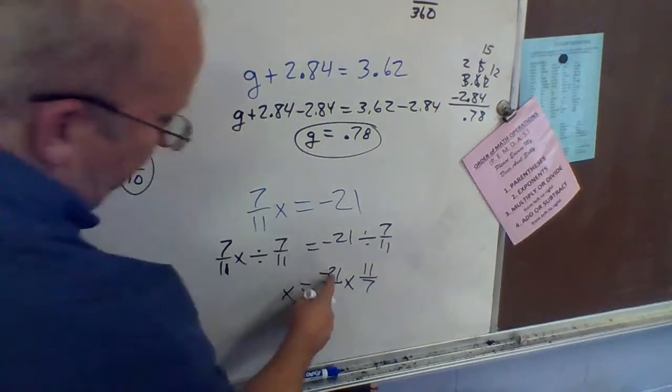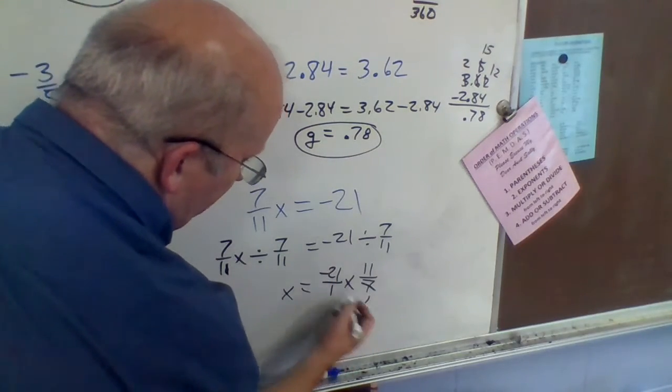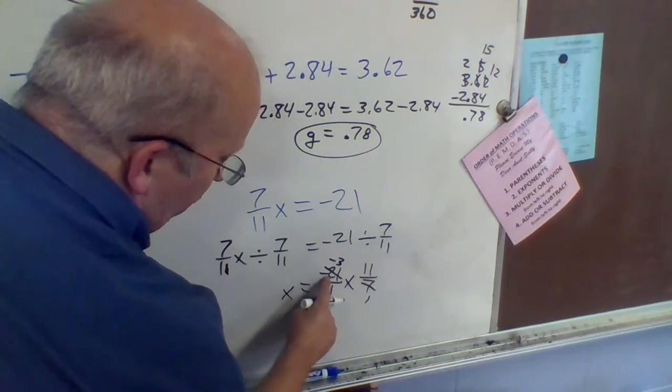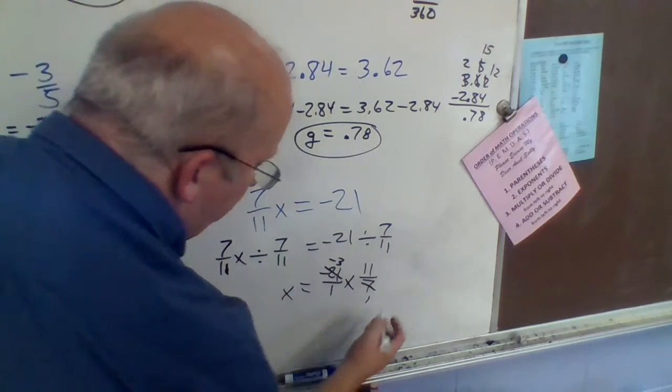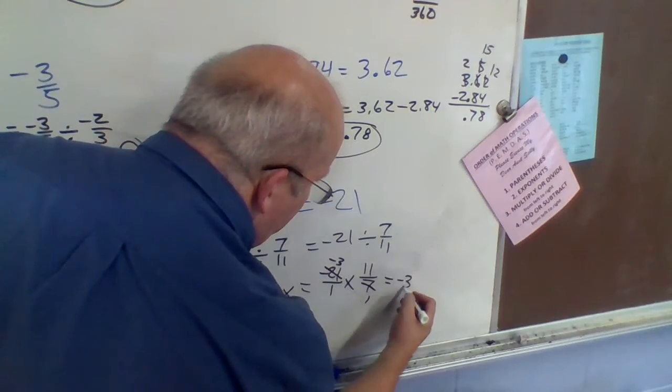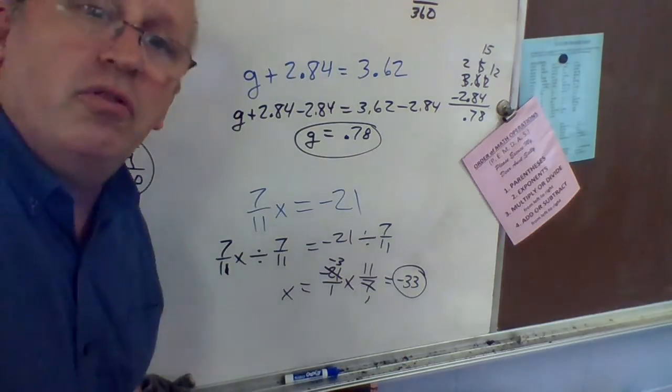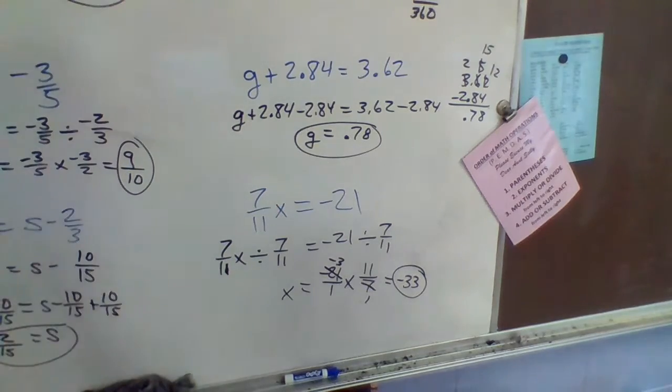Hey, there's some simplifying we can do here. Divide by 7, divide by 7. Divide by 7, we get 1. Divide by 7, we get negative 3. My final answer is negative 33 in that problem. Is that showing up there? I think so.